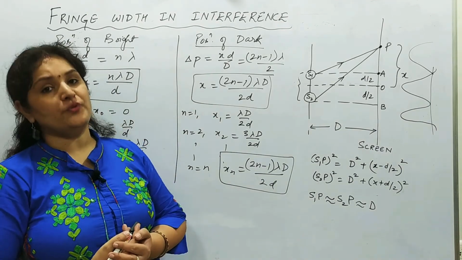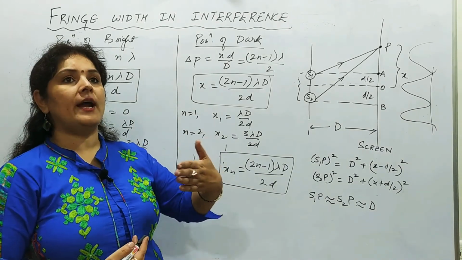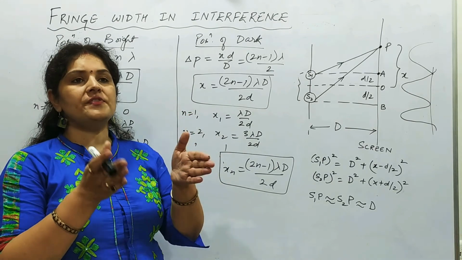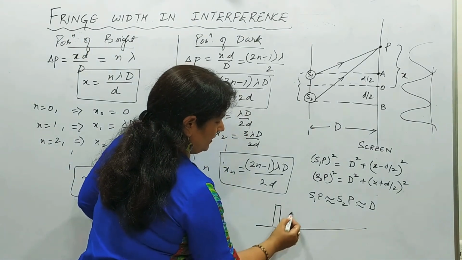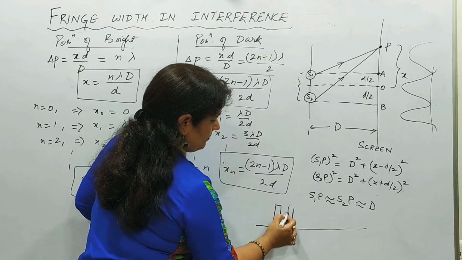But still our aim is not done. We have to find the fringe width. Now in order to find the fringe width, suppose we are finding the fringe width of, let us make them closer.